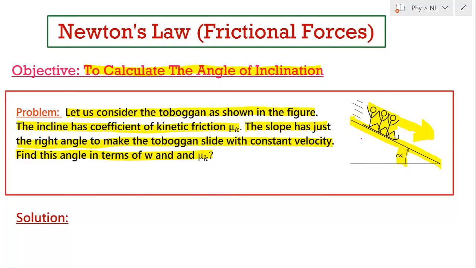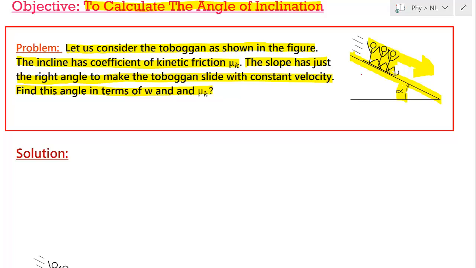So how will you solve this problem? Let us first write the things that are given. So we have been given the weight of this toboggan, that is W, the coefficient of kinetic friction, that is mu k, and the angle alpha we have to find, that is my target variable alpha. And we have also been given that this toboggan is moving with a constant velocity.